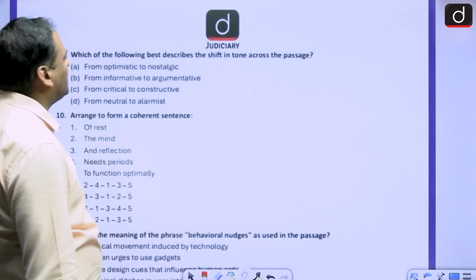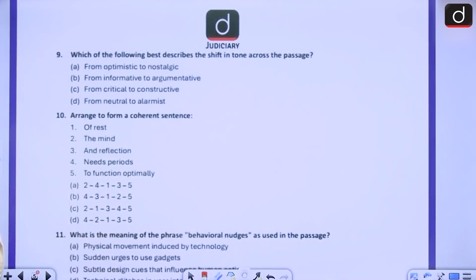Which of the following best describes the shift in the tone across the passage? So what is the tone? Optimistic to nostalgic, informative, argumentative, critical to constructive, neutral to alarmist. So you need to find it out.